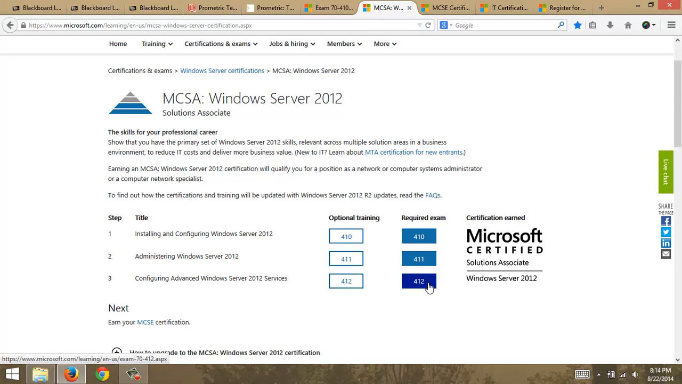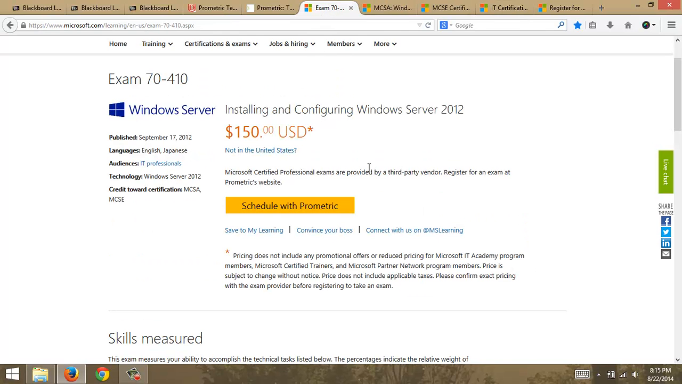And again, depending on where you transfer to or if you go on with your education, 410 is a great stepping stone, but you'll want to do these other exams to complete your MCSA. So here is, I'll share that link, but here is information on what you'll learn in the course or what you'll gain from the certification.